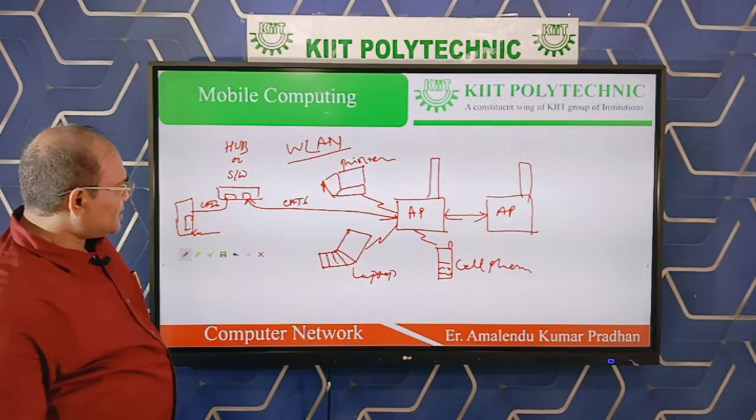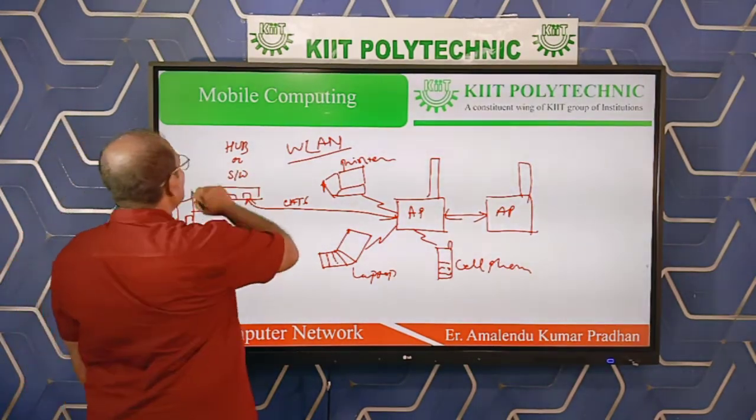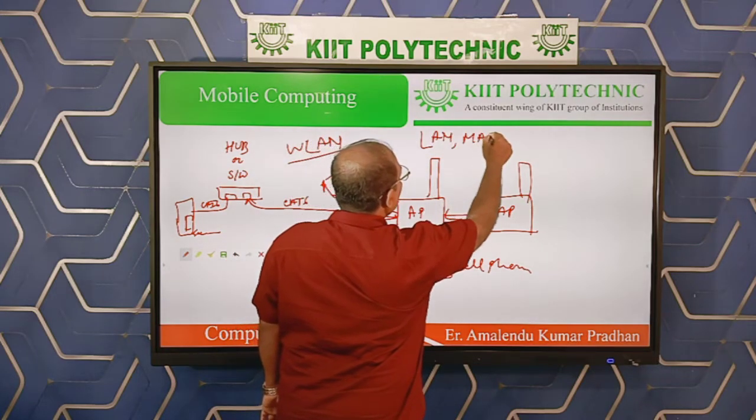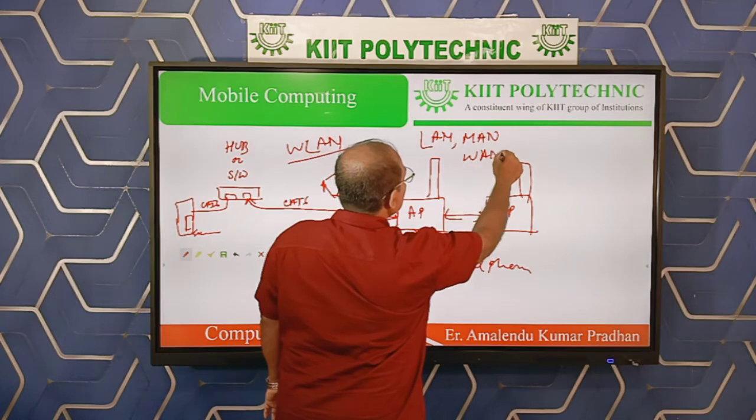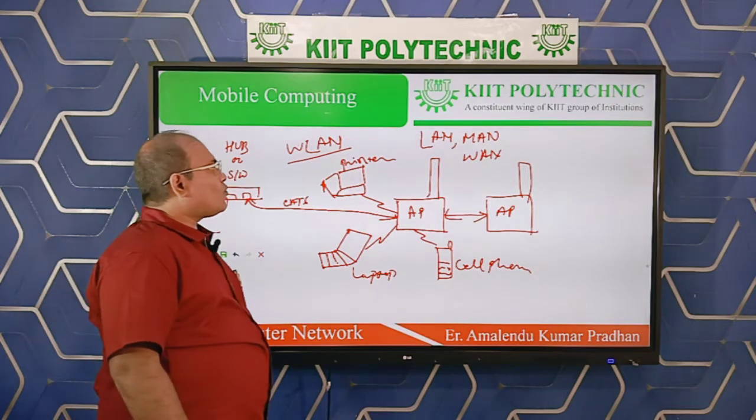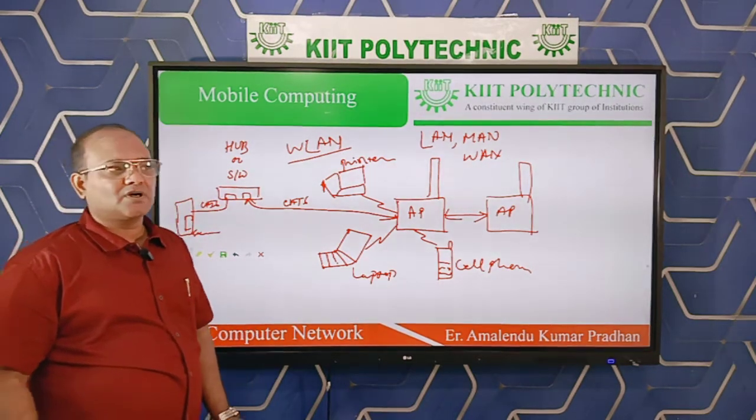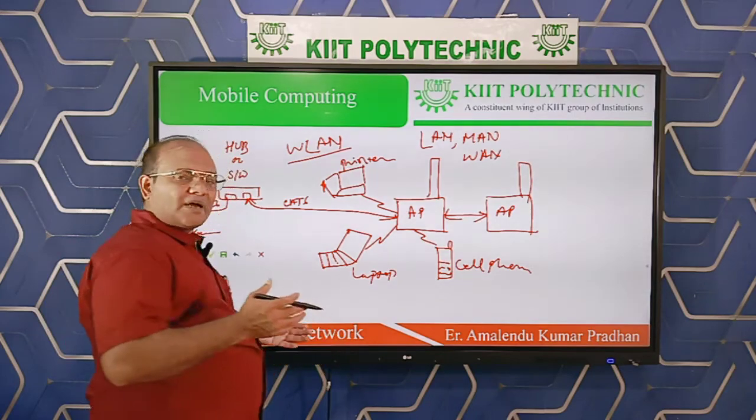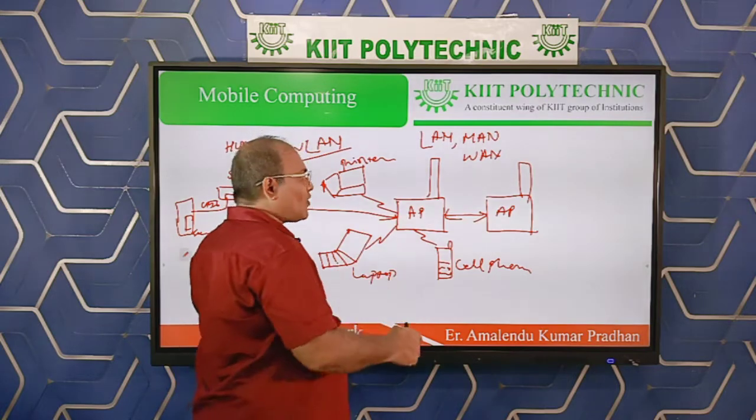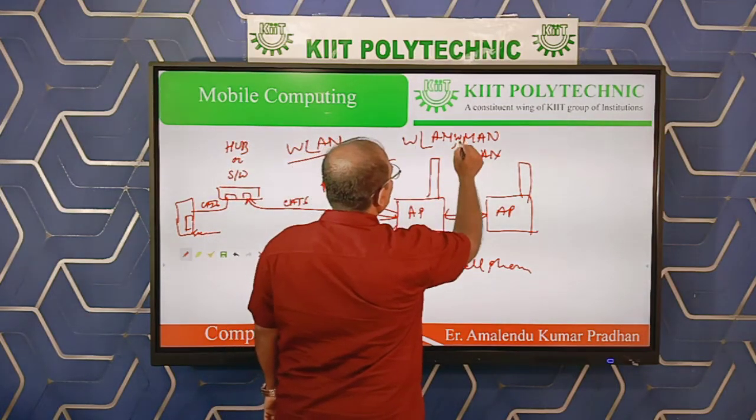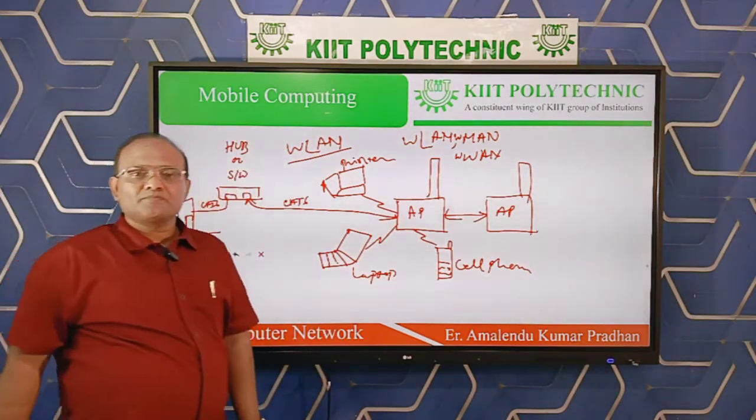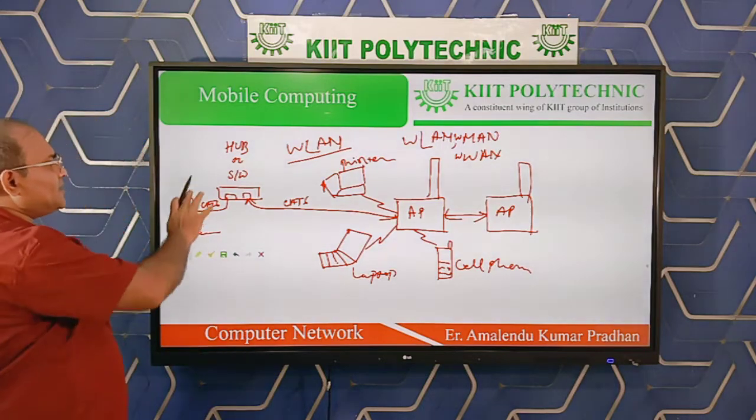Okay? So in networking there is a concept of LAN, MAN, and WAN. Local area network, metropolitan area network, wide area network. These are the three types of network we are using. It may be wired or wireless. If it is wired, then LAN, MAN, WAN. If it is wireless, then just write W in front: WLAN, WMAN, and WWAN. So this is the basic concept of wireless.